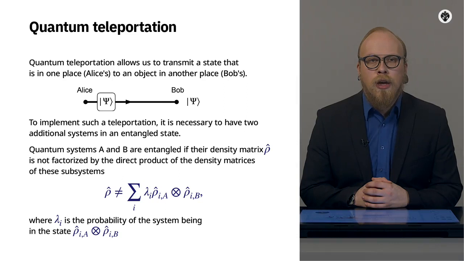By definition, quantum systems A and B are entangled if their common density matrix ρ is not factorized into the direct product of the density matrices of these subsystems. That is to say, the expression presented on the slide does not hold. Here, λ_i is the probability of the system being in the state ρ_i^A ρ_i^B, and ρ_i^A and ρ_i^B are the density matrices of the subsystems A and B respectively.